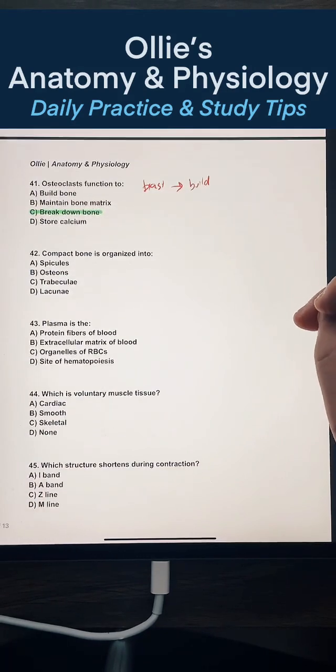And number 42, compact bone is organized into what? A, B, C, or D? What do you guys think for this one?